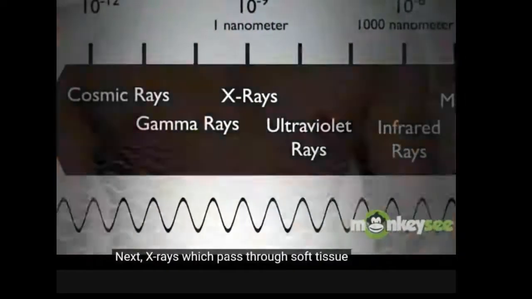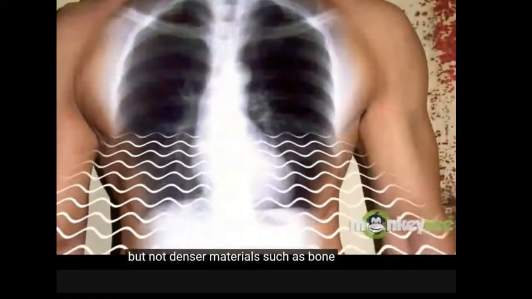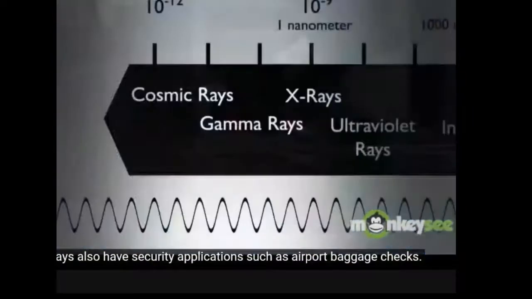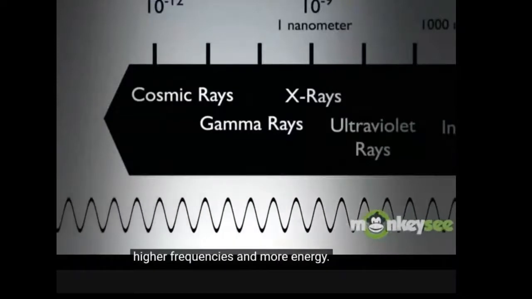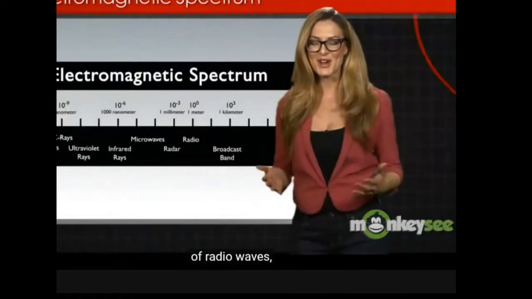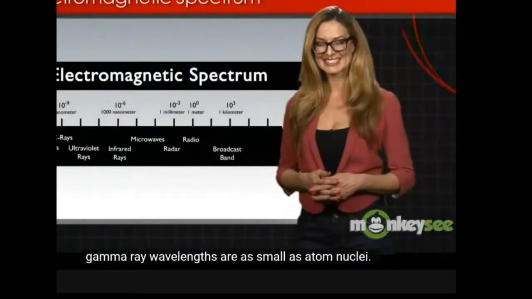Next, X-rays, which pass through soft tissue but not denser materials such as bone, making them valuable for medical tests. X-rays also have security applications such as airport baggage checks. Gamma rays produce even shorter wavelengths, higher frequencies, and more energy. In comparison to the football field-sized wavelengths of radio waves, gamma ray wavelengths are as small as atom nuclei.